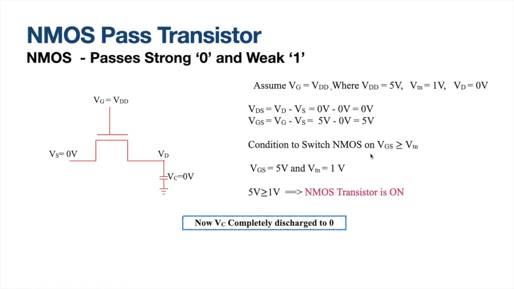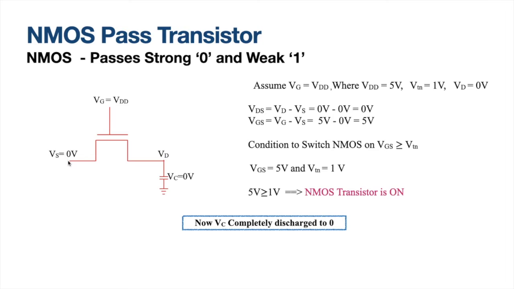What is the condition to switch on the transistor? Here Vgs must be greater than or equal to Vtn. So 5 volt greater than 1 volt. Yes, again the expression is true. Therefore still the transistor is on. But what happens to the charge of the capacitor at your drain terminal or your output terminal? It is 0.